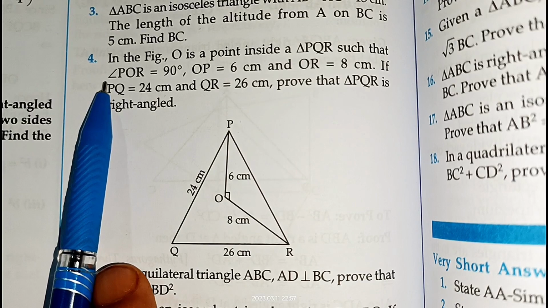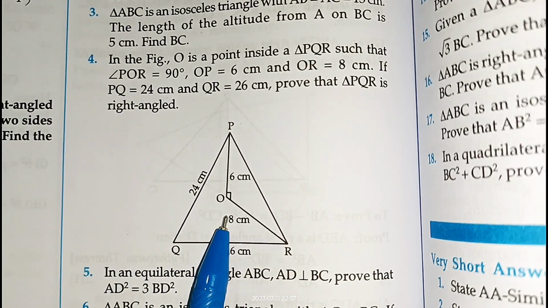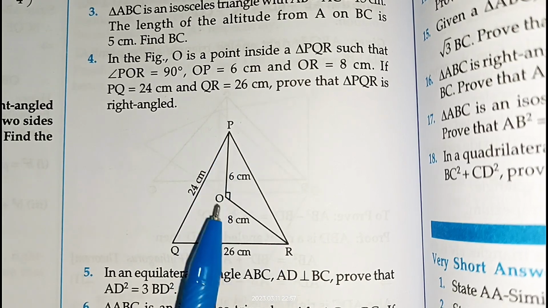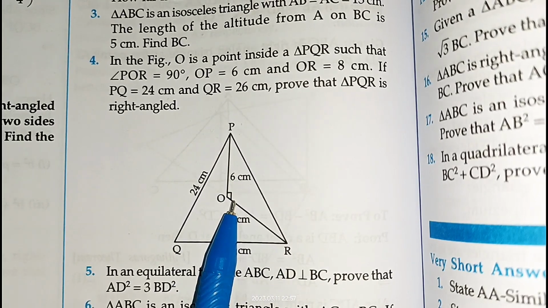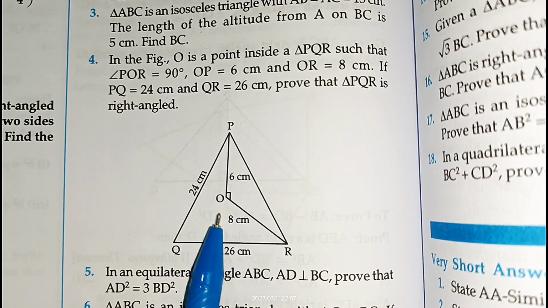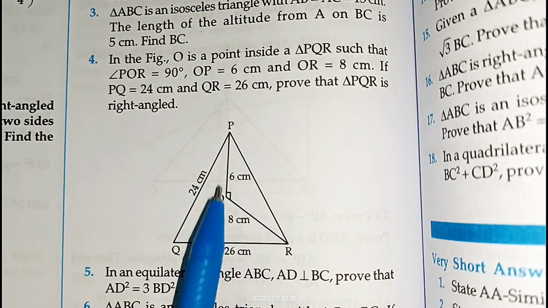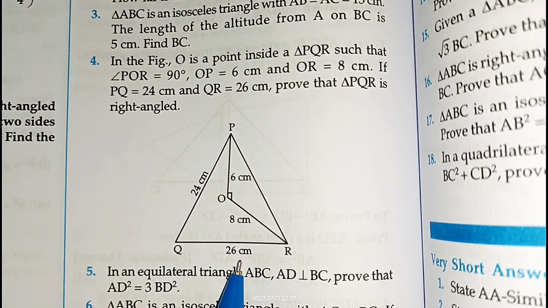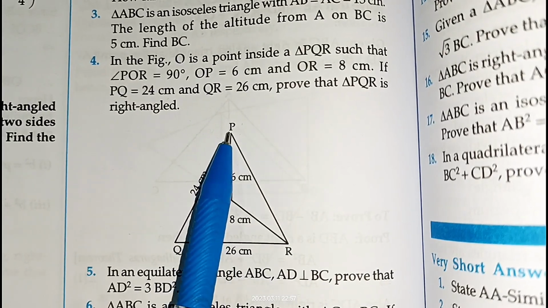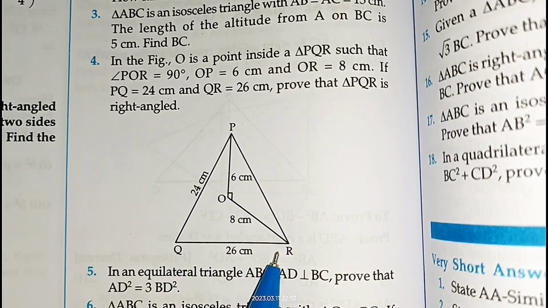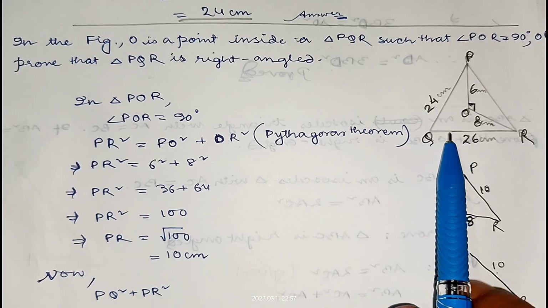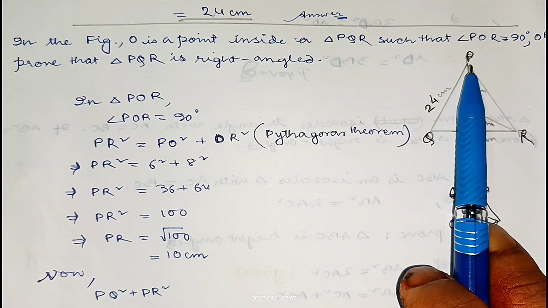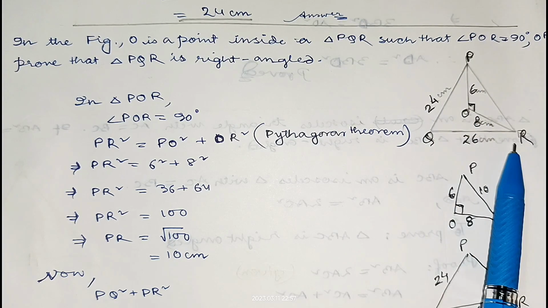In question number 4, it is given in the figure O is a point inside the triangle PQR such that angle POR is 90 degree. OP is given 6 centimeter, OR is 8 centimeter. If PQ equals 24 centimeter, QR is 26 centimeter, then we have to prove that angle PQR is right angled. Now as given in the question, angle POR is right angled. So we can use Pythagoras theorem in triangle POR.